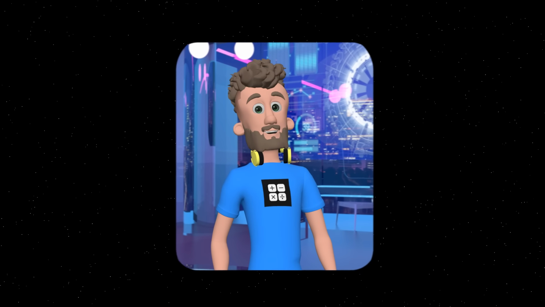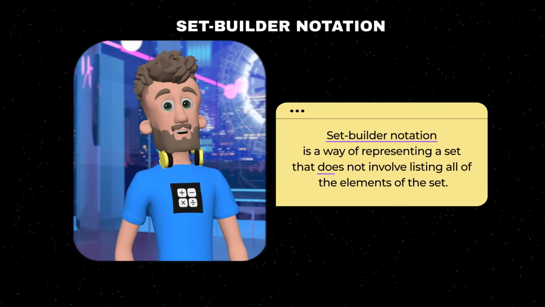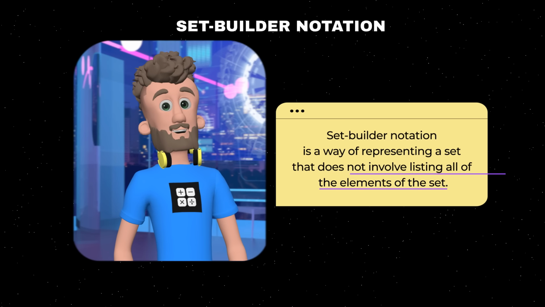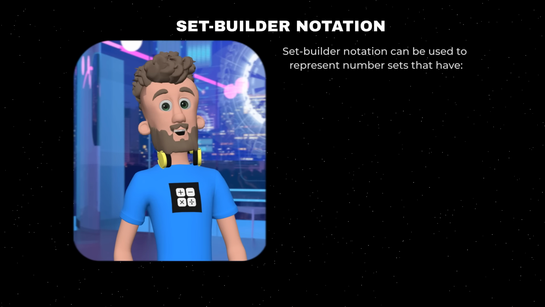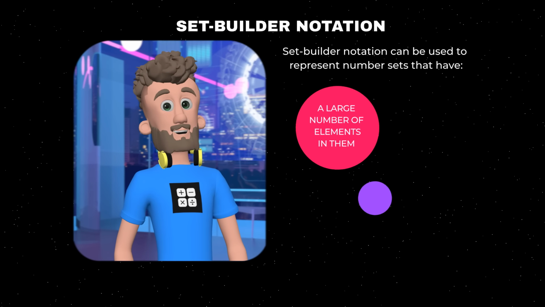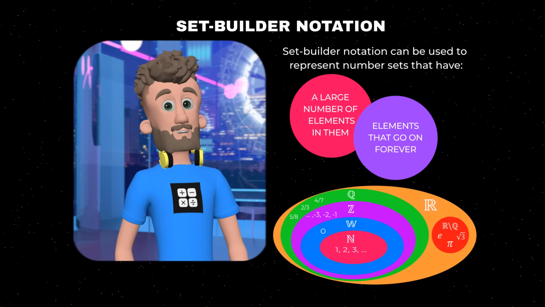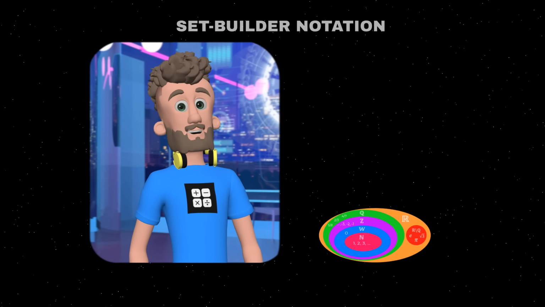Set builder notation is an alternative way of representing a number set that does not involve listing all of the elements of the set. Hence, set builder notation can be used to represent number sets that have a large number of elements in them and sets that have elements that go on forever, like the number sets we learned about in the previous tutorial. Let's now go through the method of representing a number set using set builder notation.